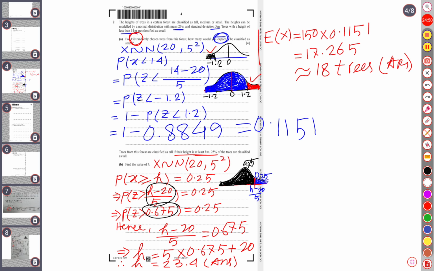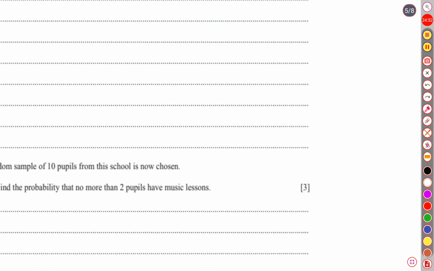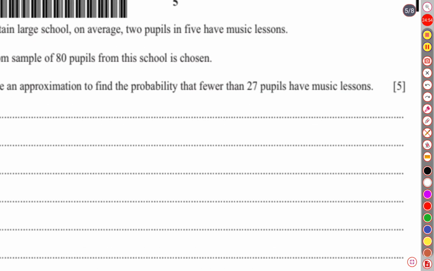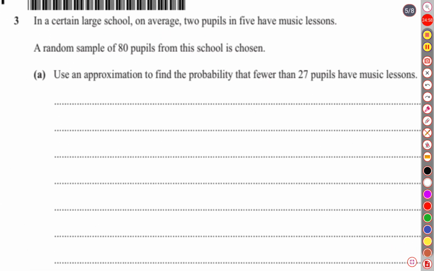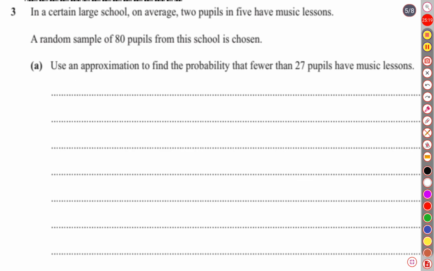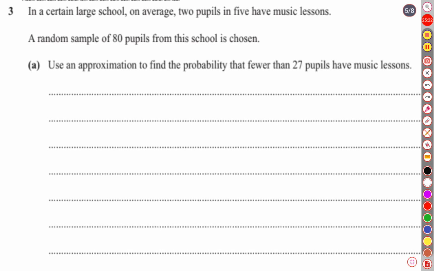Question number 3 says: In a certain large school, on average, 2 pupils in 5 have music lessons. A random sample of 80 pupils from this school is chosen. Use an approximation to find the probability that fewer than 27 pupils have music lessons. Okay, so still we are under another normal distribution.